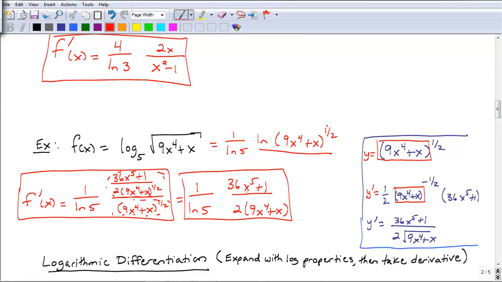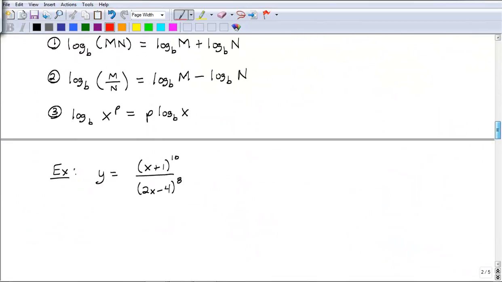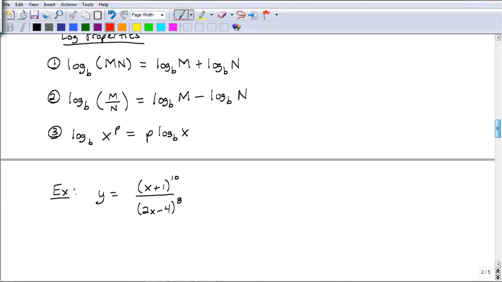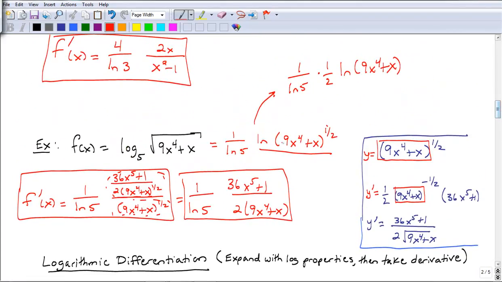And then I would have had 36x to the 5th plus 1 over 9x to the 4th plus x if I'd have done that. I could have rewritten this as 1 over ln of 5 times 1/2 natural log of 9x to the 4th plus x. And that's that third power rule. It says if I'm raising something to a power, I can write the power in front of the log. This is not taking any derivatives, it's just rewriting it. So I could have rewritten this power in front of the log. And then I could have found the derivative.